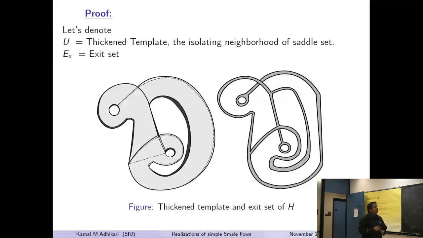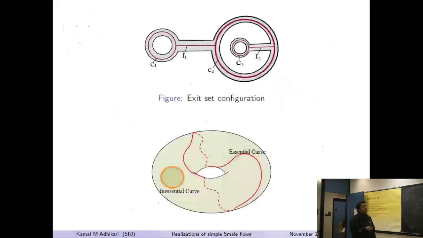And these annuli are represented here by this, for this, this, for this, and for this B, there is this. So, when we glue the exit set with the neighborhood of attractor, it depends on how the gluing operation is done.